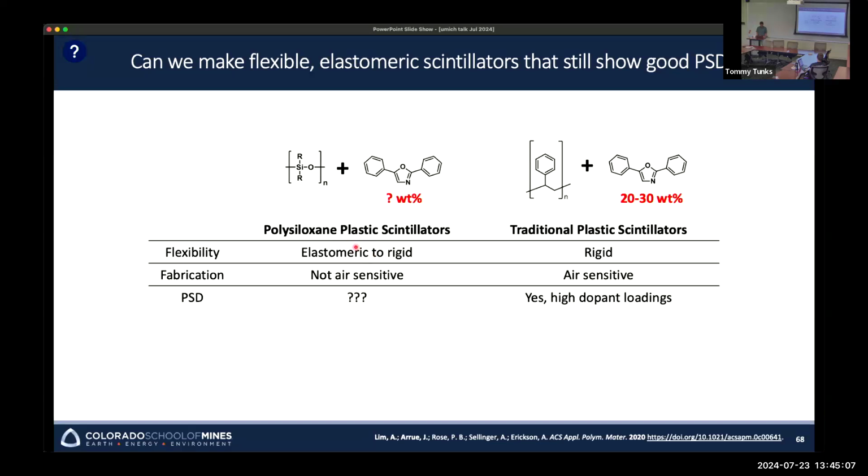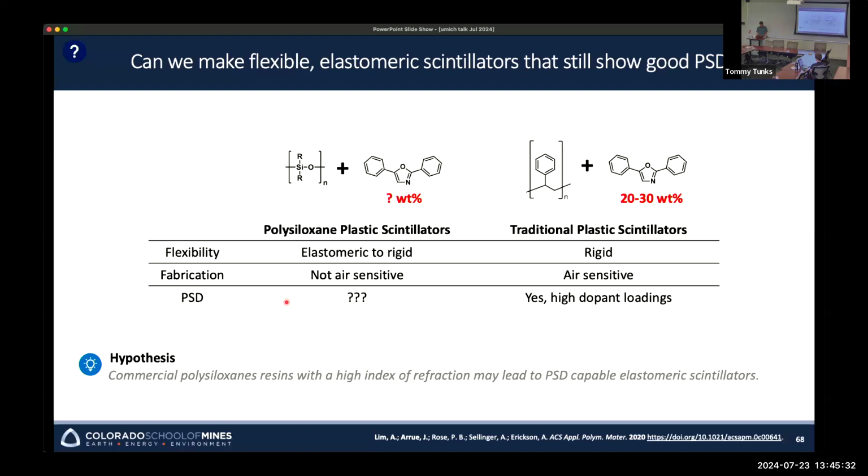And so these systems are more elastomeric to rigid. The process is not air sensitive. So these are basically silicones that you can go and buy. And so that's exactly what we did. We bought silicones and we tested a whole bunch of them out, and we wanted to see whether we could use these aromatic silicone systems to be used as plastic scintillators. So the idea there was to see, because we know that these systems cure very quickly, and so can we transfer that to a plastic scintillator system?